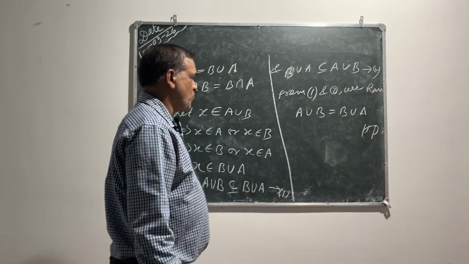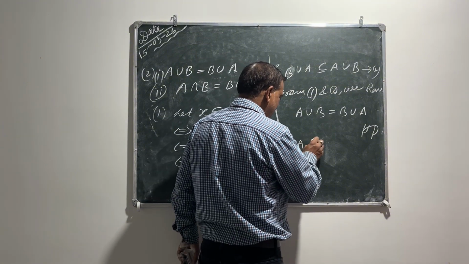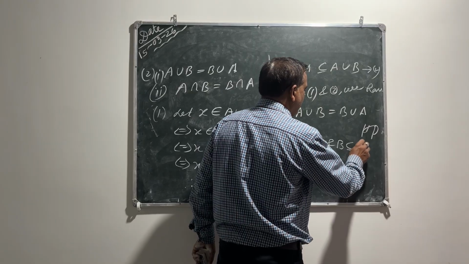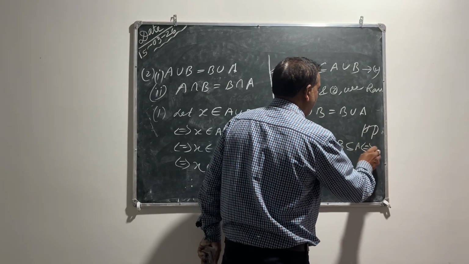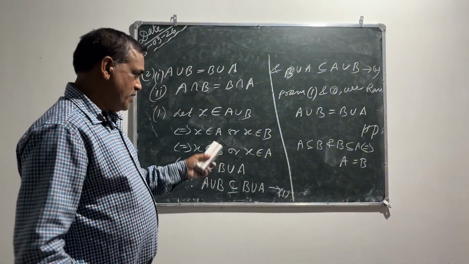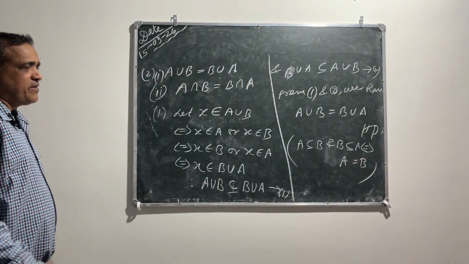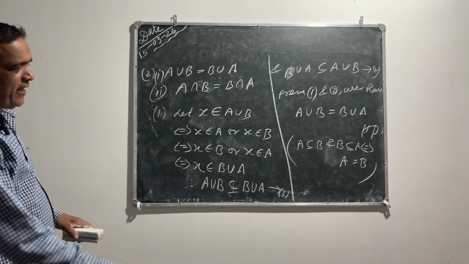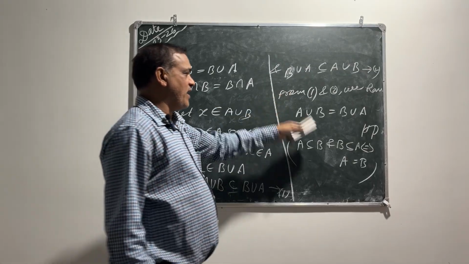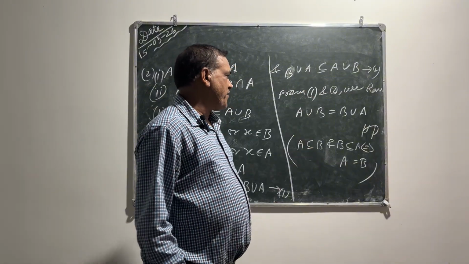Since A is a subset of B and B is a subset of A, implies and is implied by A equal to B. So by that relation, if we want to combine 1 and 2, then we can write this one.